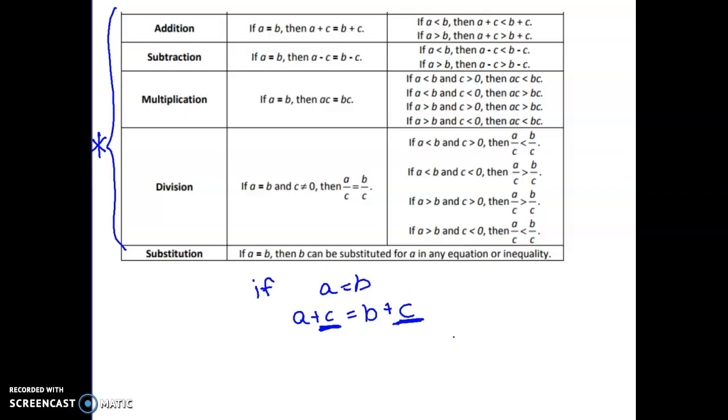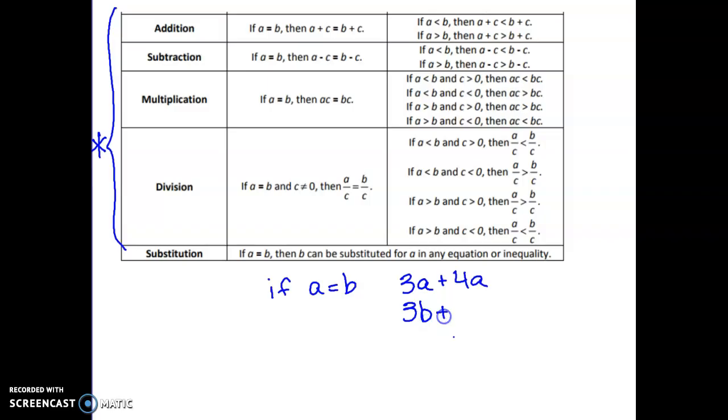Okay, the other example we have here is the property called substitution. So all substitution is saying is that if A is equal to B, then instead of using A, say I said 3 times A plus 4 times A, we could actually substitute in a B because they're the same thing. Okay, so they're the same. So it can be substituted into an equation or an inequality.